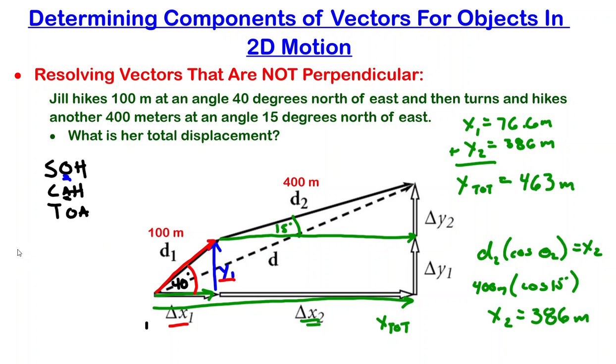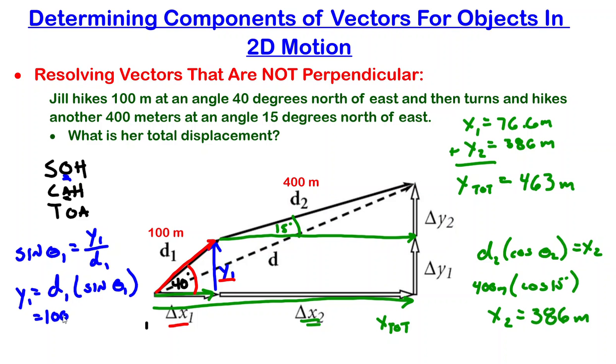So I'm going to do the same thing. Sine of theta 1 is equal to y1, because it's the opposite, divided by d1. Multiply both sides by d1, so I'm just using algebra here, and y1 will be equal to displacement 1 times the sine of theta 1. So in this case, 100 meters times the sine of 40 degrees. So y1 is equal to sine of 40 times 100.